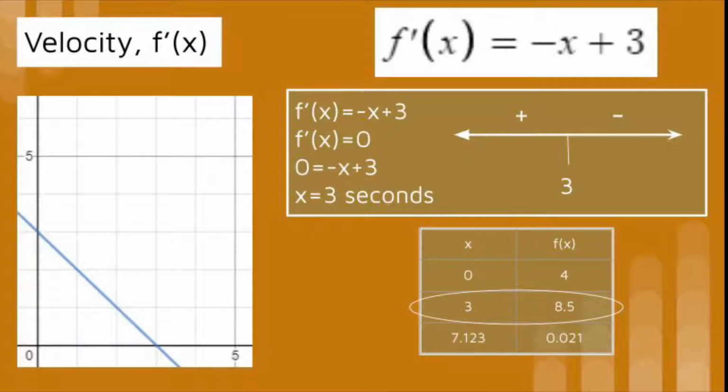Now let's break this down. To find the velocity of the basketball, we need to find its derivative. The velocity explains how fast the basketball was moving as well as its direction of motion. Using the power rule, we can take the exponents of the function, multiply by the coefficient, and subtract 1 from the exponent power. Using that rule, we get f prime of x is equal to negative x plus 3.